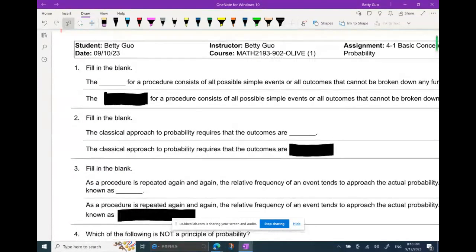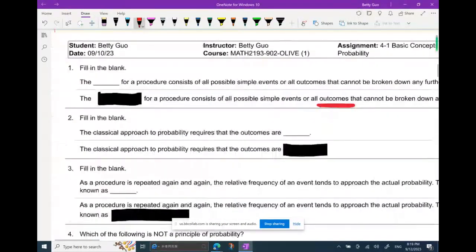Let's look at number 1. The blank for a procedure consists of all possible simple events or all outcomes. Outcomes have another name, a simple event, just a different name, that cannot be broken down any further. What do you think? Sample space, right? The sample space of a procedure consists of all the outcomes that cannot be broken down even further.